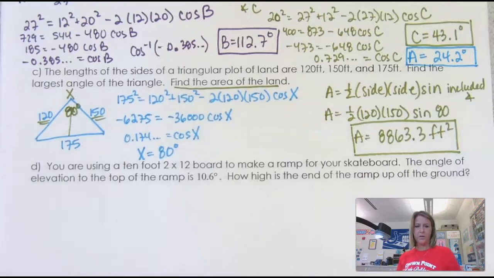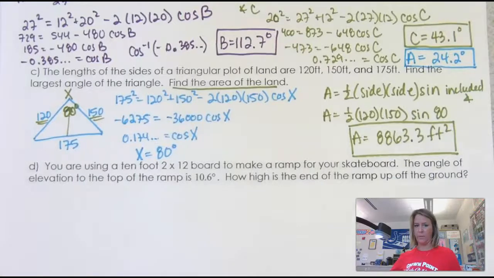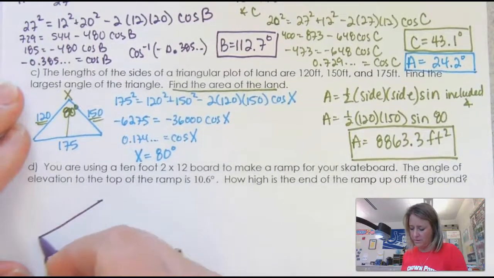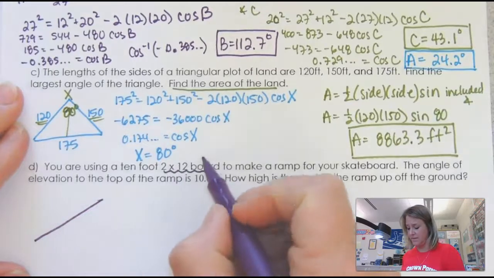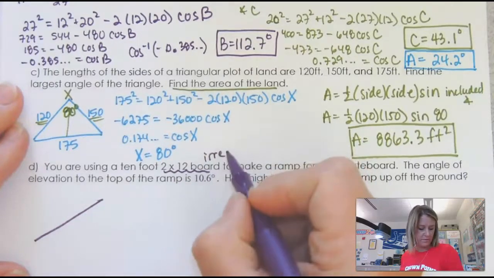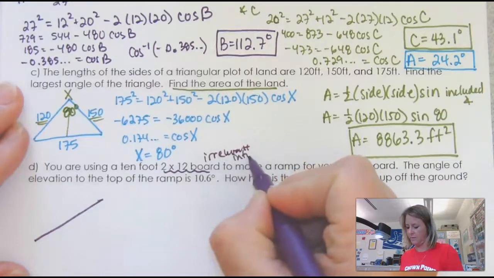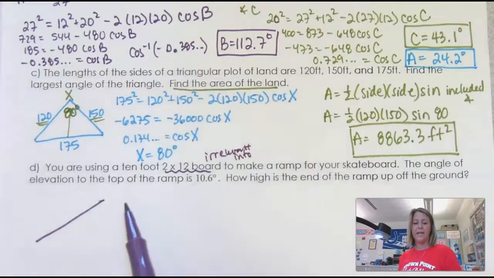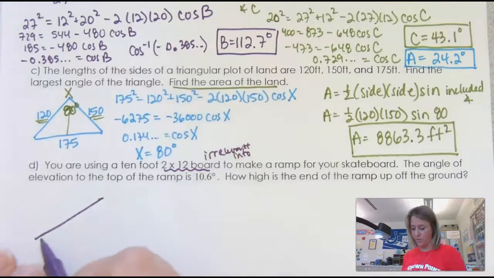All right, you are using a 10-foot 2x12 board to make a ramp for your skateboard. Okay, so we're making a ramp. So think about what a ramp would look like. That would be an angle. Do I really care how thick that board is? Not really, so this is just irrelevant. Irrelevant info. Okay, the angle of elevation to the top of the ramp is 10.6.